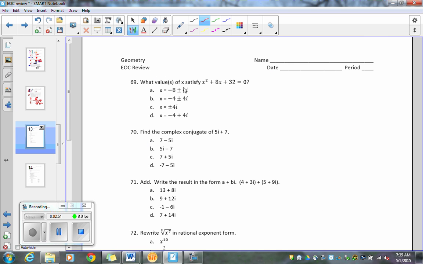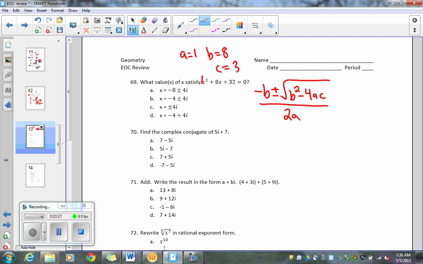69. What are the values of x to satisfy x squared plus 8x plus 32 equals 0? Based upon all my choices here, I know that it's not going to factor. So what I would use is the quadratic formula: negative b plus or minus the radical of b squared minus 4ac, all over 2a. Remember, in this problem, a is equal to 1 because that's the number in front of the x squared, b is equal to 8, and lastly c is equal to 32.